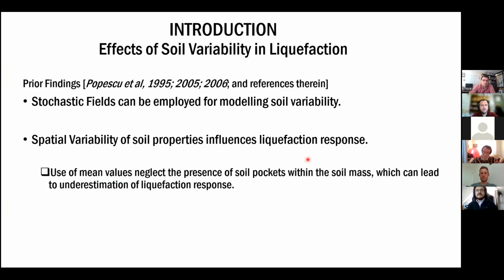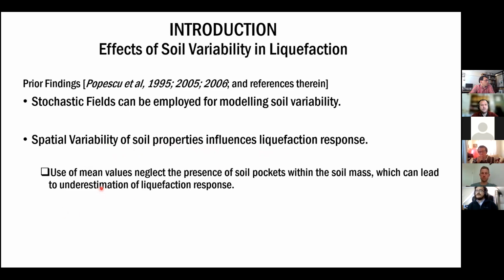So what has been done in the past in previous research regarding soil variability and liquefaction? Here we'll talk a little about prior findings from Popescu et al. They found that stochastic fields can be employed for modeling soil variability. What is a stochastic field or modeling? In this case, the soil model parameters are generated from samples of multivariate probability density functions that are often non-Gaussian. And by using this kind of modeling, they found that spatial variability of soil properties influences liquefaction response.